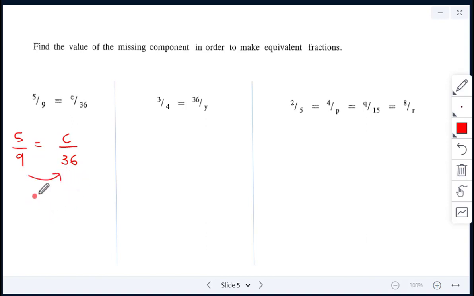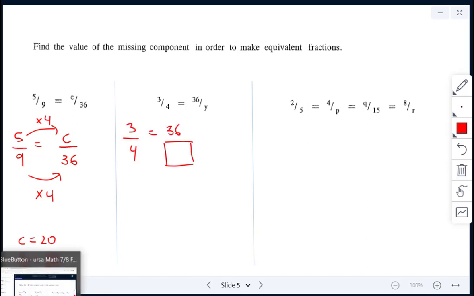Okay, so we multiplied by 4. 9 times 4 gives us 36. So therefore, we have to do the same thing to the top. We would have to multiply by 4. So therefore, this C here would equal 20. So 5 times 4 is 20. So C is equal to 20. All right, so if I could erase this, I would erase this and put 20 right here. So basically 5 over 9 is equal to 20 over 36.